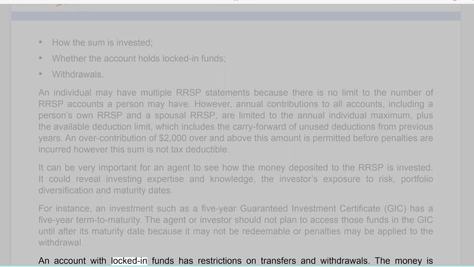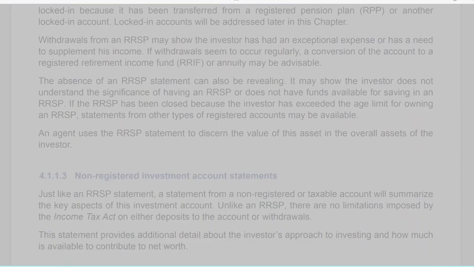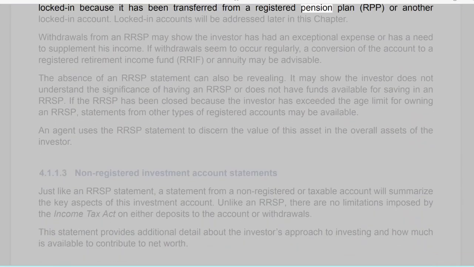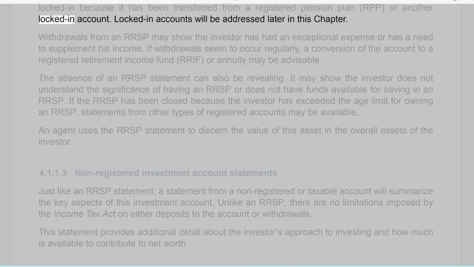An account with locked-in funds has restrictions on transfers and withdrawals. The money is locked in because it has been transferred from a registered pension plan, RPP, or another locked-in account. Locked-in accounts will be addressed later in this chapter.